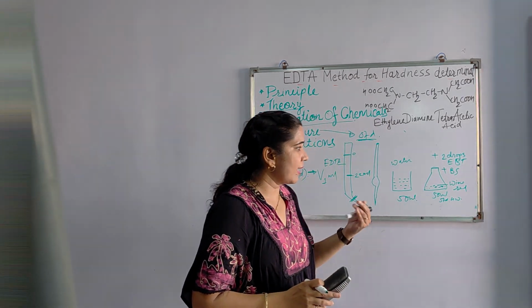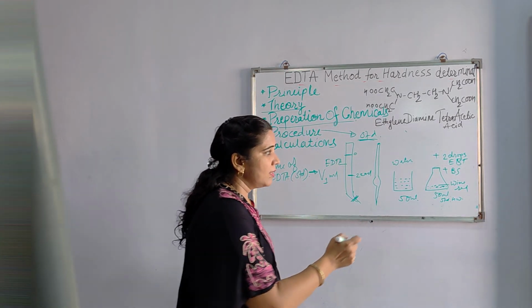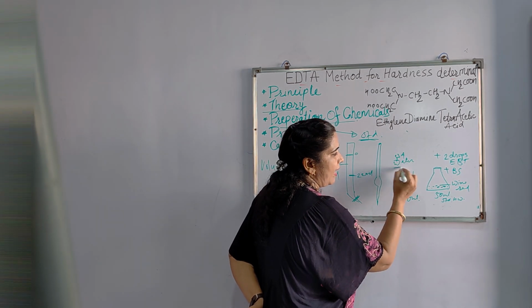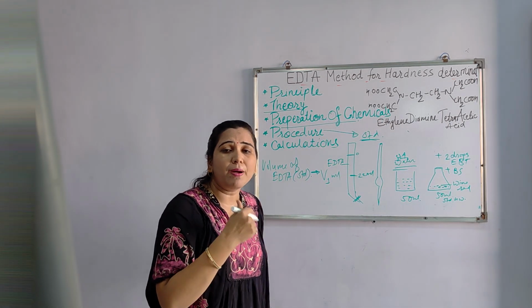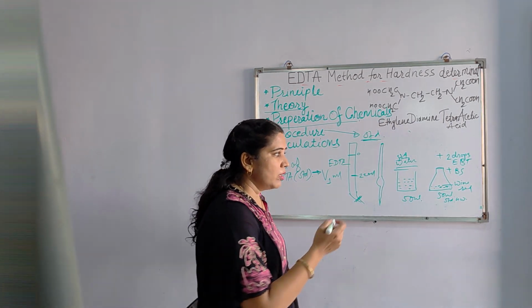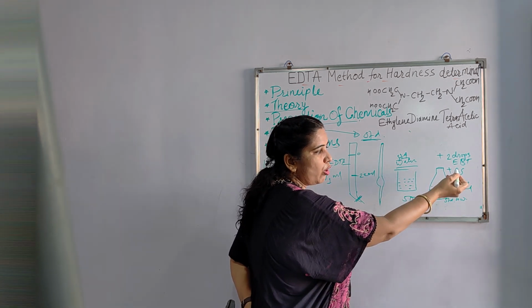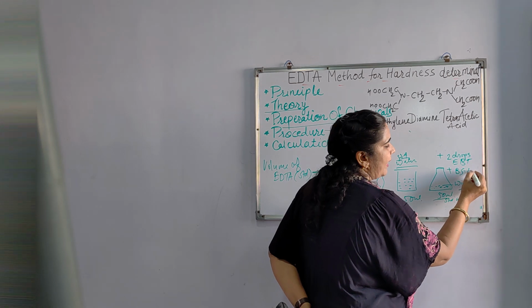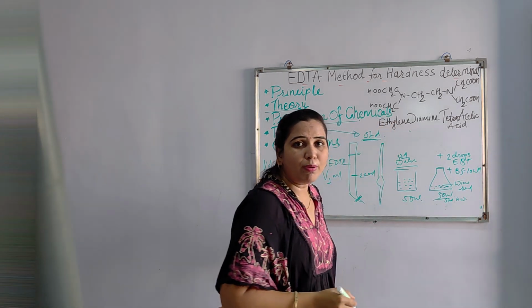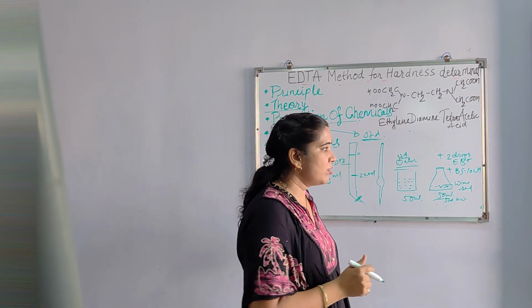For example, during the second time, the only difference is that the standard hard water is replaced by the unknown hard water sample. So during the second time, take 50 ml of unknown hard water sample, then again add 2 drops of EBT, and add 10 ml of buffer solution.